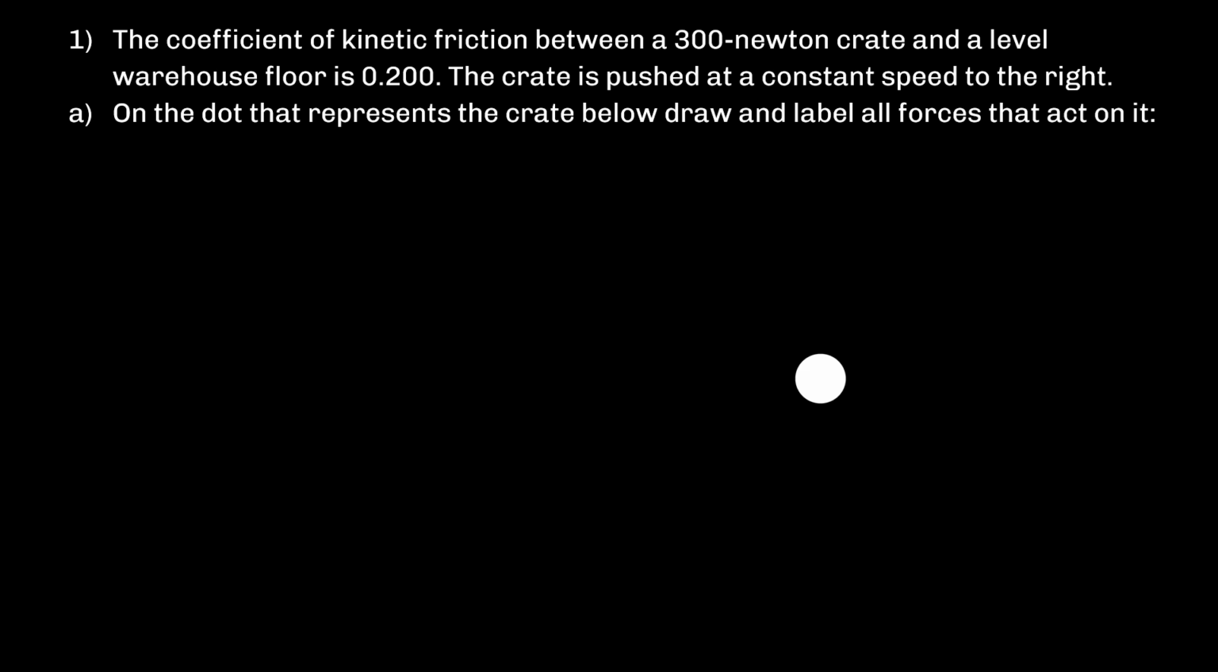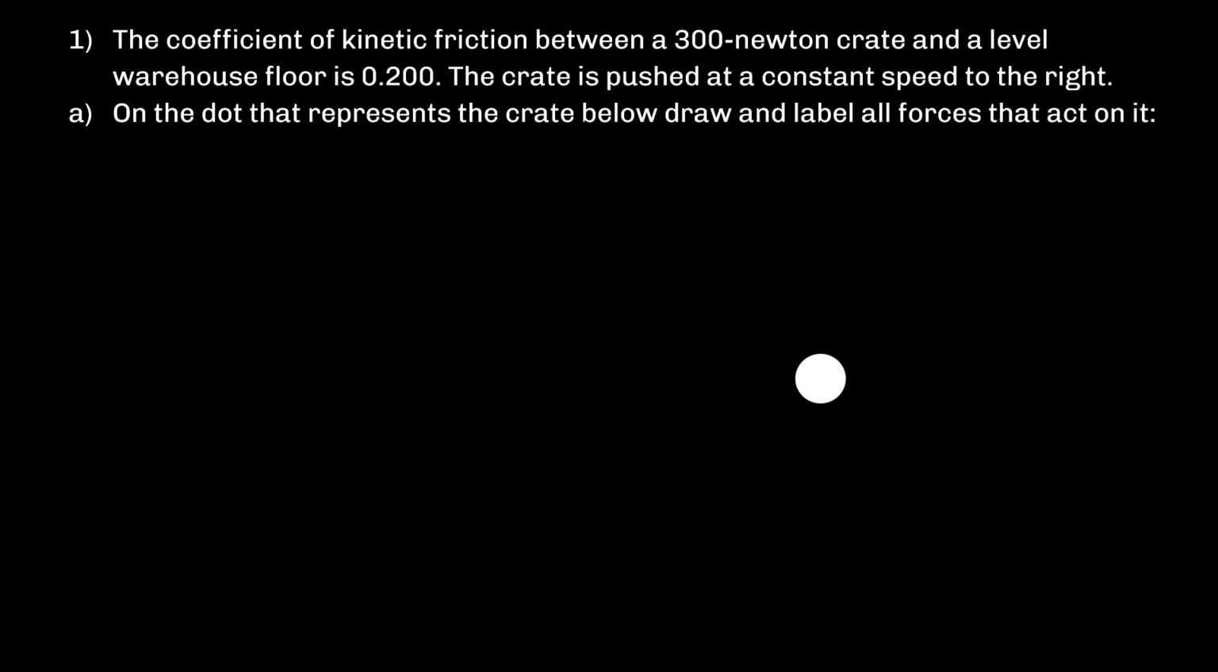My example here: the coefficient of kinetic friction between a 300 newton crate and a level warehouse floor is 0.200. The crate is pushed at a constant speed to the right. This is one of the Regents questions where they give me the coefficient of friction. I don't have to look at the actual reference table to find it. What we're going to start off with here is my free body diagram.